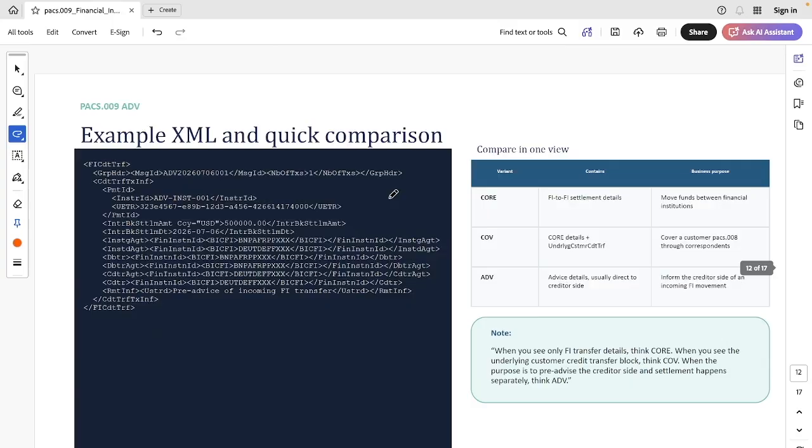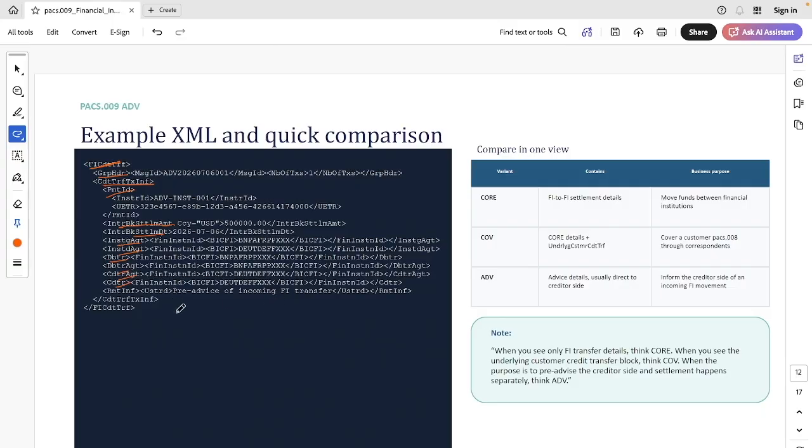Now let's look at the pacs.009 advice XML sample. Here again, the format is the same. It starts with the FI credit transfer. Then we have the group header. Then we have the credit transfer transaction information. We have the payment ID. We have the settlement amount, settlement date, instructed agent, debtor agent, creditor agent, and creditor.